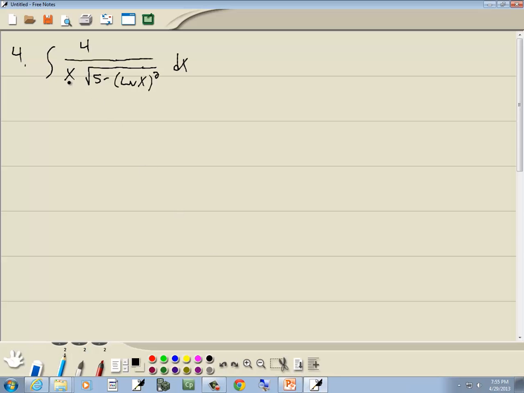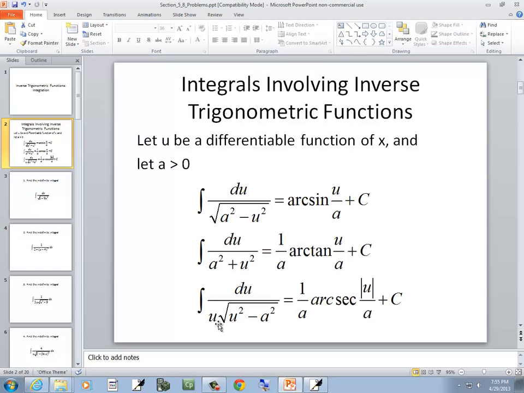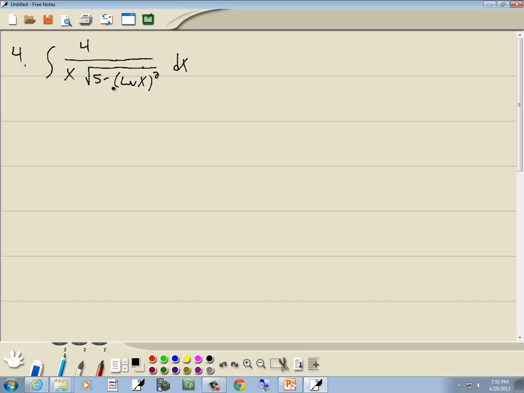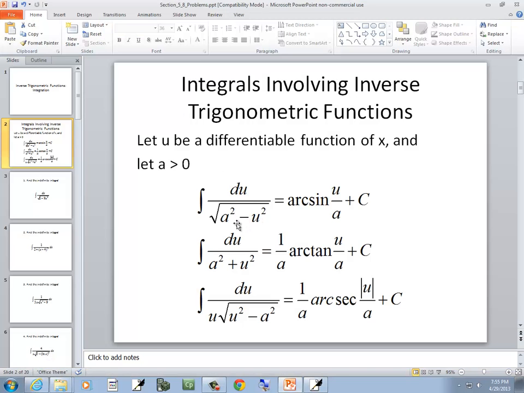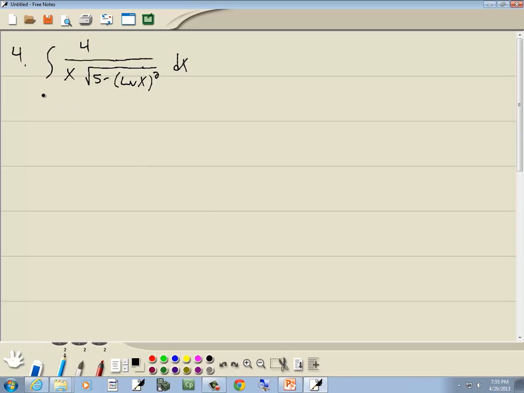Now I have a variable out in front of the square root, which makes me think it should be this last one, but notice there's a number before the minus. So that's going to get me to thinking that it's the first one. So let's try to rewrite this as something squared minus something squared. Either formula, you have to do that.